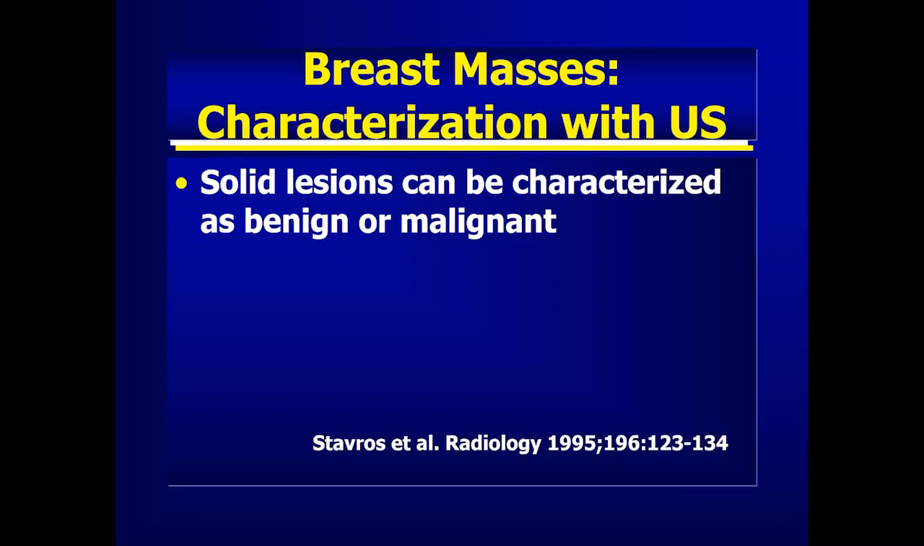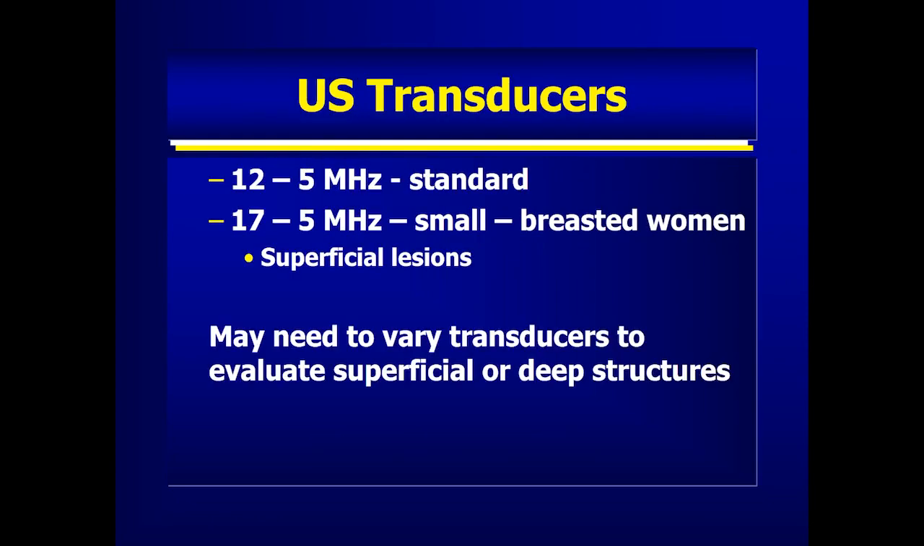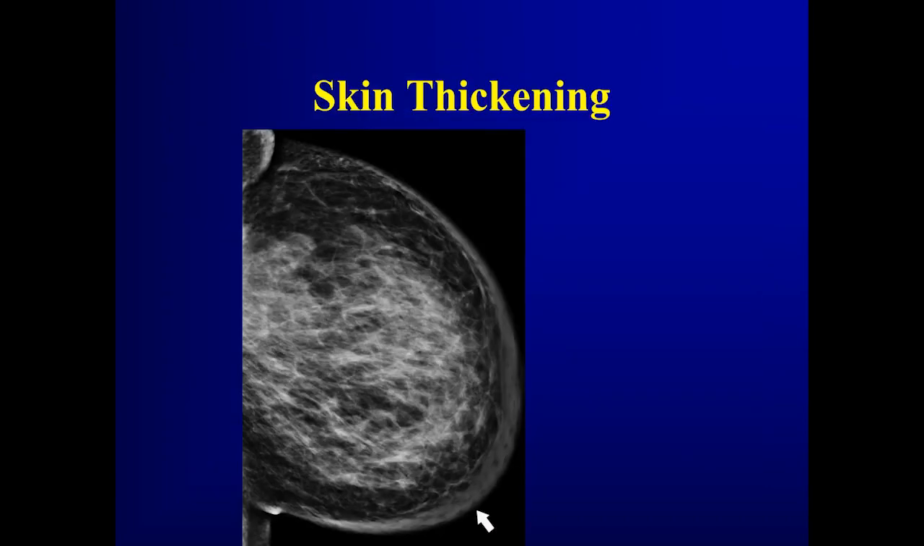And solid lesions can be characterized as benign or malignant. This is work that was started by Dr. Stavros and his colleagues in the late 90s. When we're doing our ultrasound, in general, we would want to be between 12 and 5 megahertz. To look at the superficial structures, or in small-breasted women, we'll go to even higher, like 17 to 5 megahertz. Sometimes in the same case, we may need to vary the transducers to evaluate both superficial and deep structures.